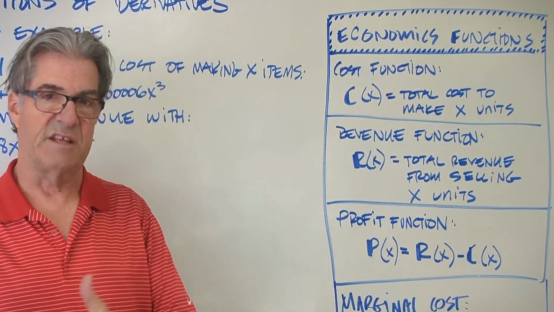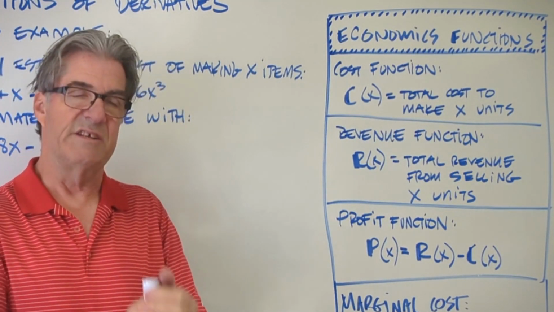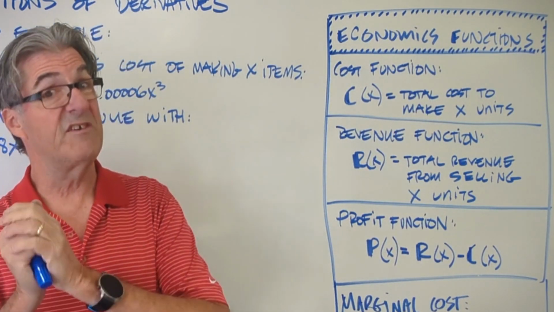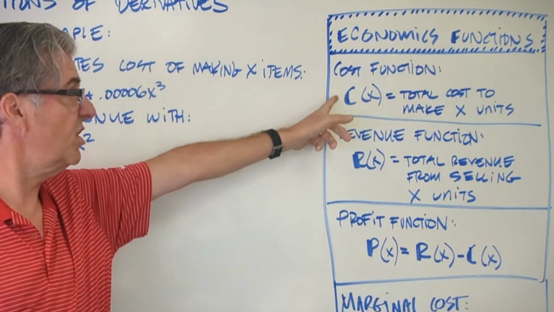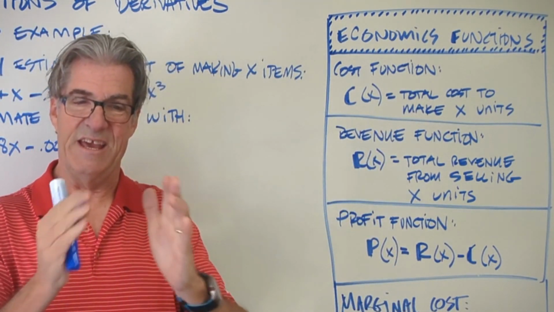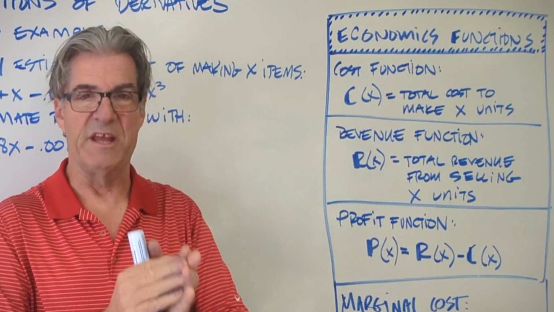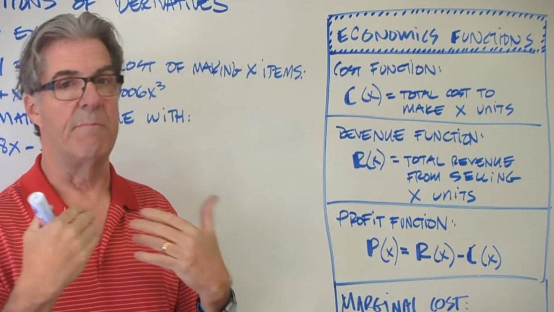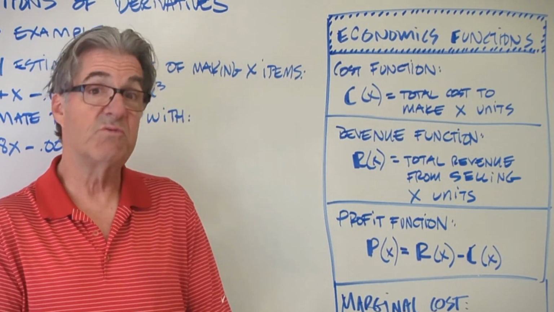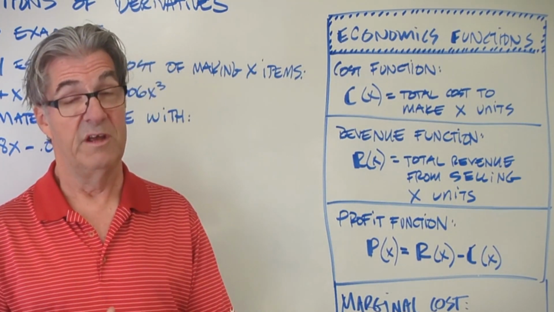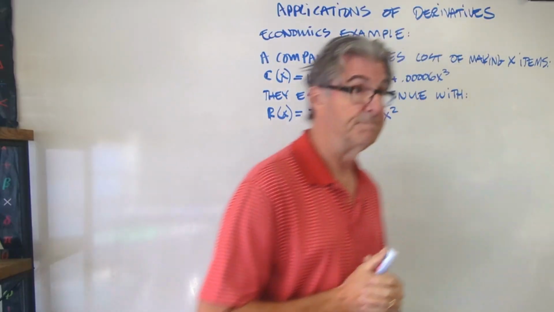Now that makes sense because the marginal is how much for each additional. It's a derivative. So it's the slope of a tangent line to, for example, the cost function or the profit function. So the slope of the tangent line is the rate at that point, which in economics terms is the marginal cost or the marginal profit. So this is where derivatives come into play in a very real way in the real world. So let's go ahead and do our example problem.